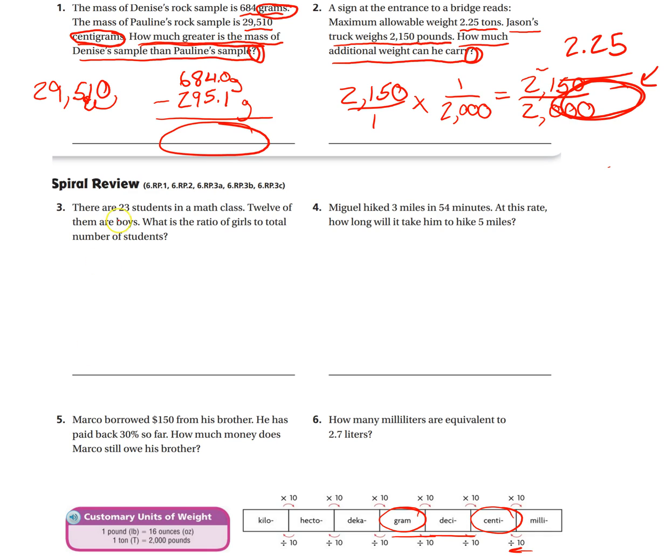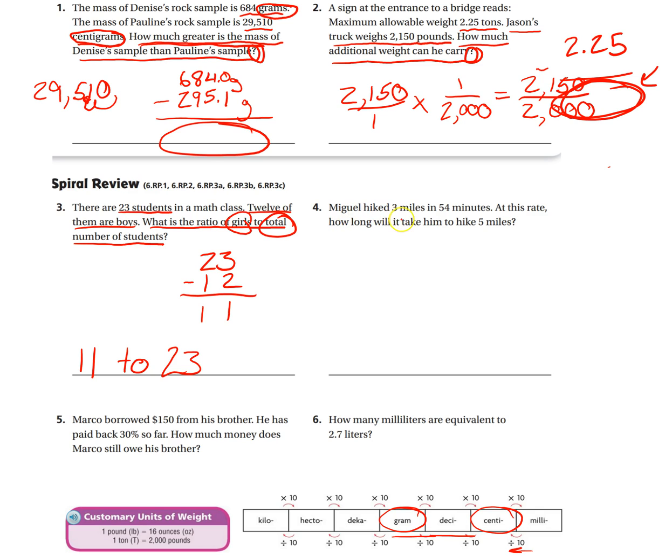All right, number 3, there are 23 students in a math class. 12 of them are boys. What is the ratio of girls to total number of students? Well, there's 23 total students minus the boys. That will tell us how many girls there are. So there's 11 girls. So the ratio is girls to total, which is 23. Done.